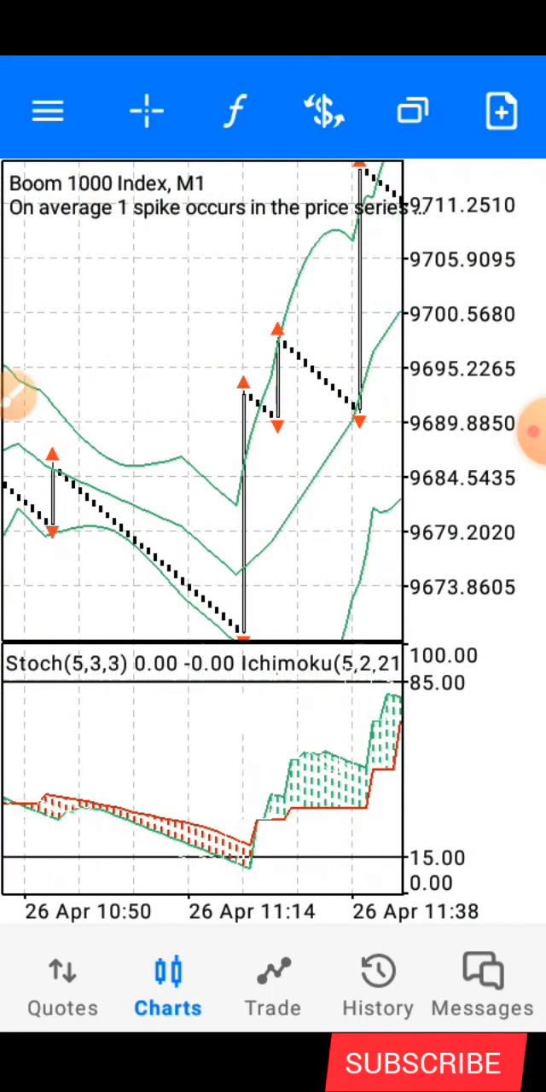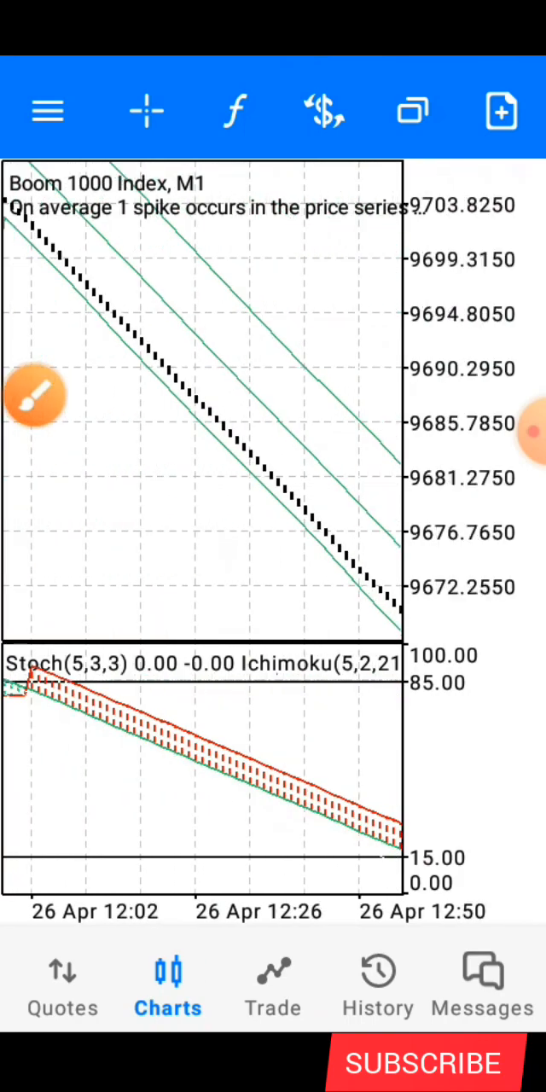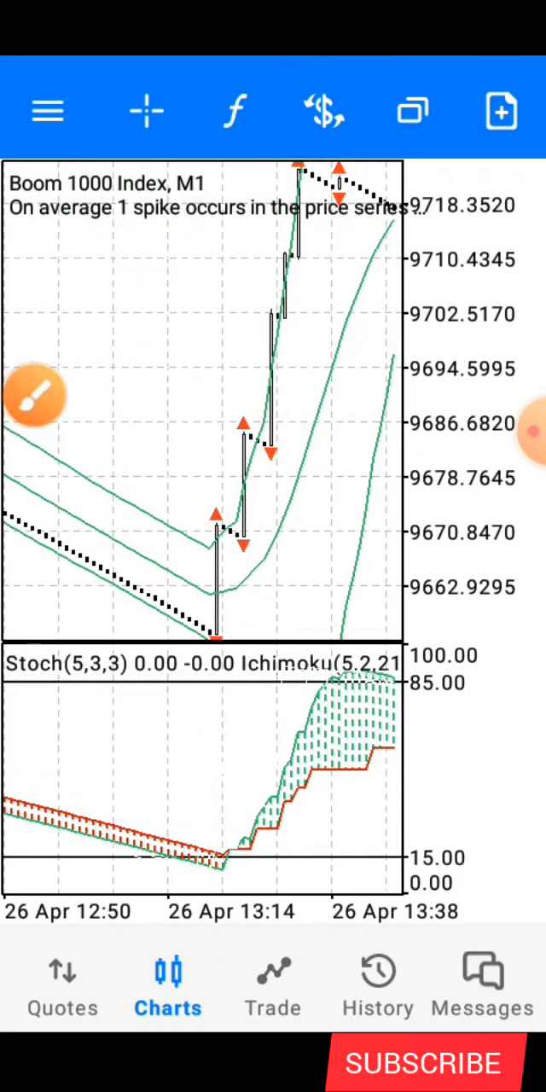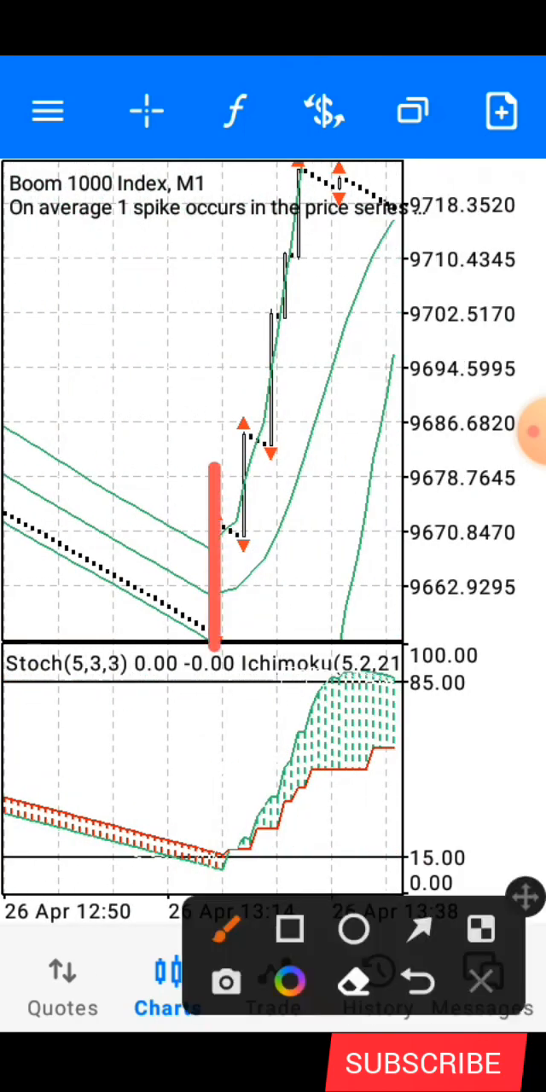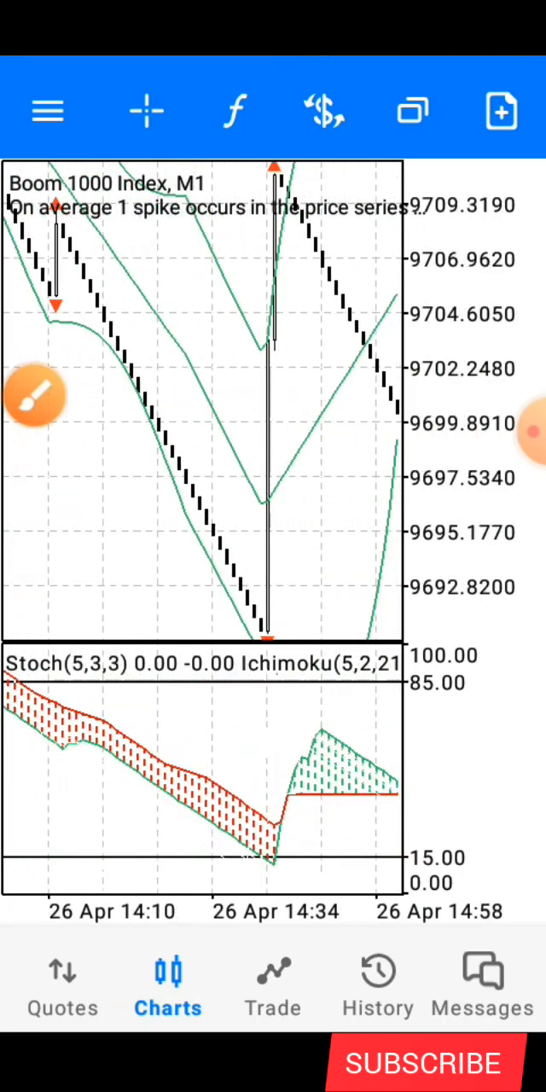You can see how this strategy is working. You can see right here, and you can see spikes. So this is a very powerful strategy, guys. You can see there was a spike. You enter from this side and you catch all this spike. So this is how the strategy works. This is how simple and perfect the strategy is.